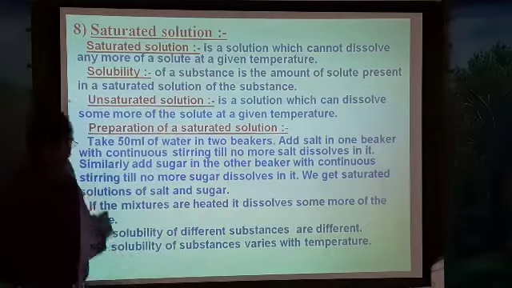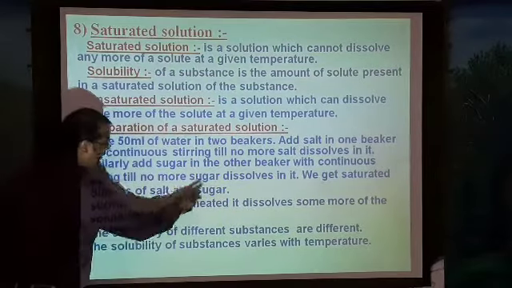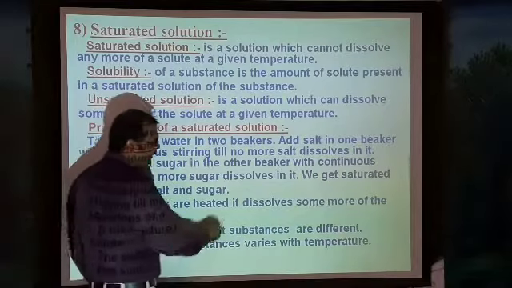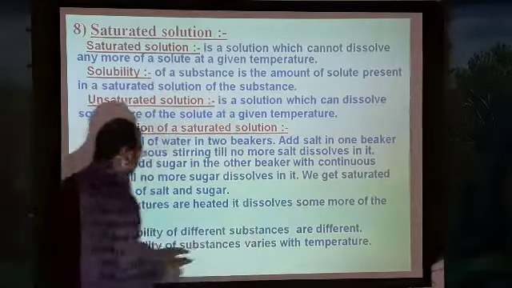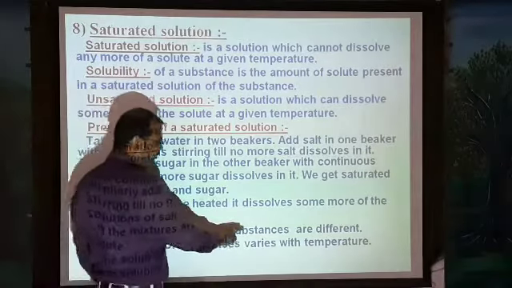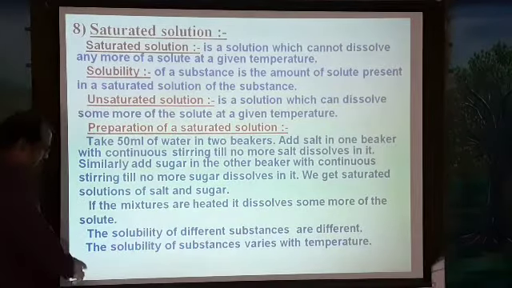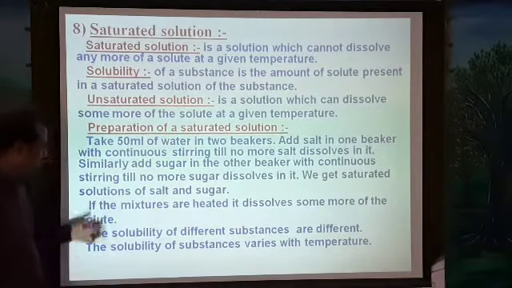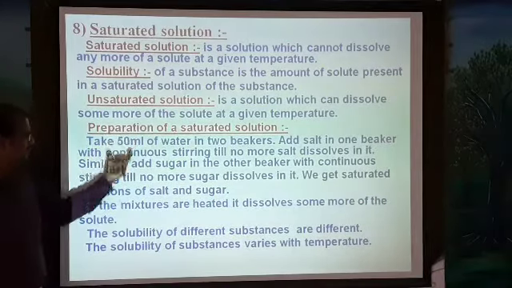We get saturated solutions of salt and sugar. If the mixtures are heated, it dissolves some more of the solute. The solubility of the different substances are different. The solubility of the substances varies with the temperature. Here, this is the example we have given.